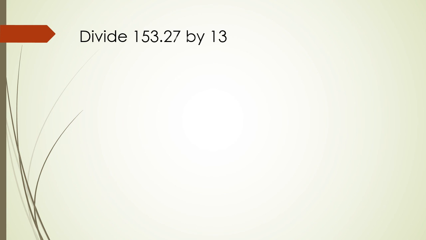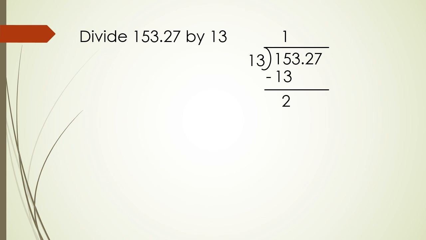Now let us divide 153.27 by 13. So write the dividend 153.27 inside and the divisor 13 outside. Now we know that 13 1s are 13. So subtracting we get 2. 15 minus 13 gives 2 and then bring 3 down. 13 2s are 26, so we can't take 2. So write 1 in the quotient. So 13 1s are 13. Subtracting we get 10 as our answer.